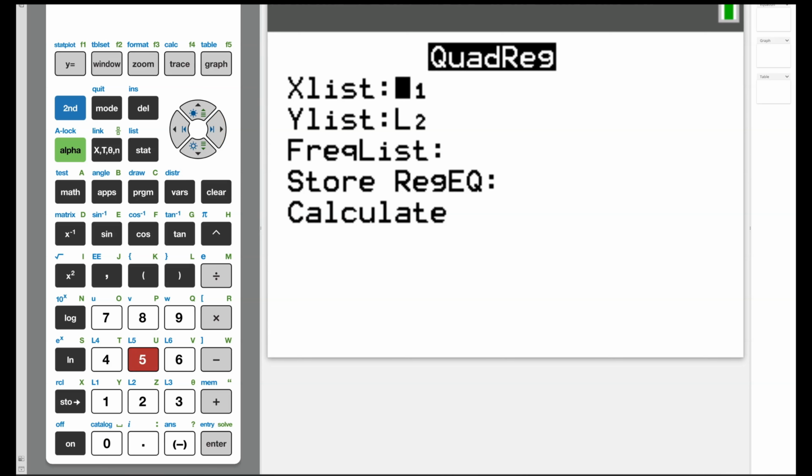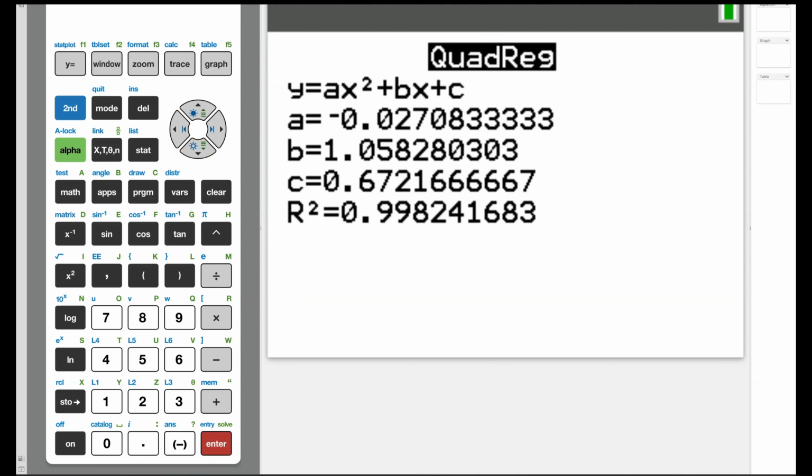And then this is just verifying that everything is where it should be. So our X's, they are in list 1. All right. Our Y's, they are in list 2. So we're going to go down to calculate and press enter. Now, as you can see, they've given us standard form there at the top, y equals ax squared plus bx plus c. And then they gave you the a, the b, and the c.